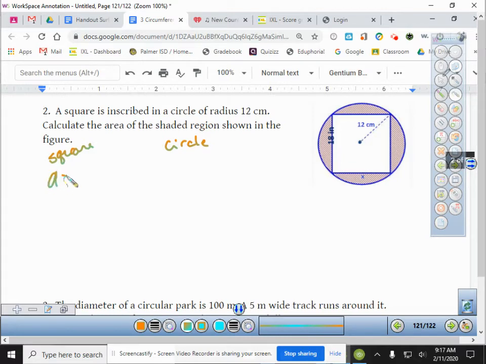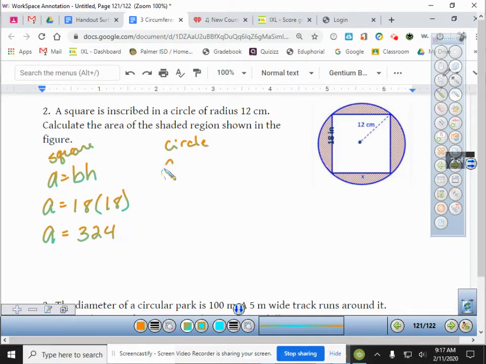What is the formula for the area of a square? Base times height. What is the base and the height of this square? 12 and 12? It's not. It's 18. You probably can't see it on your paper, but right there, it's 18. The 12 is not the side length of the square. What does 12 represent? The radius. Good. So it's 18 and 18. What is 18 squared? 324. Yes.